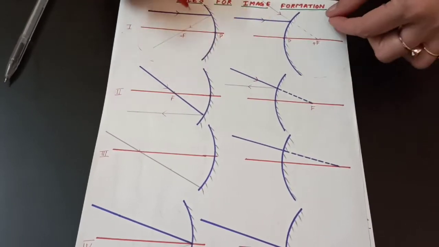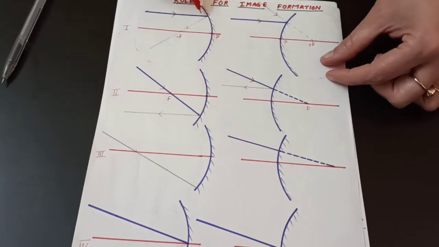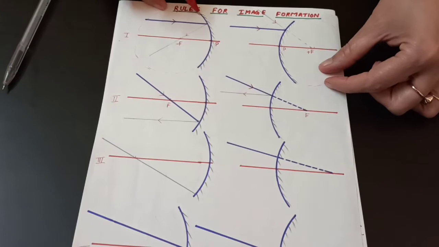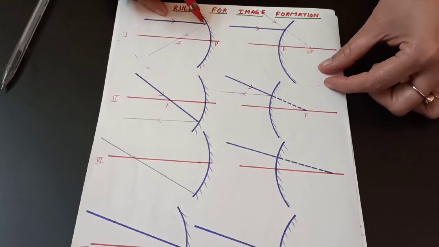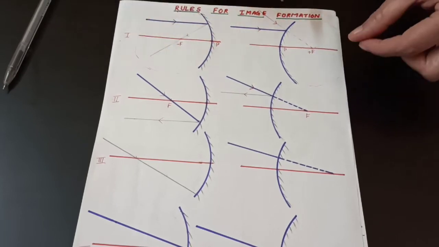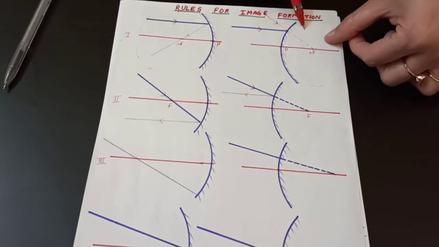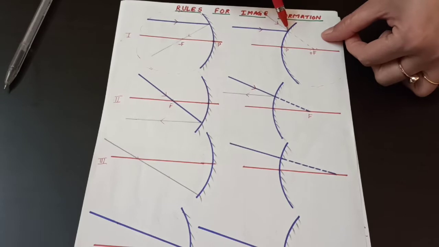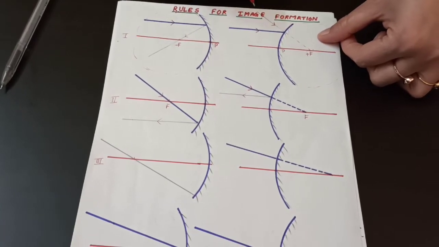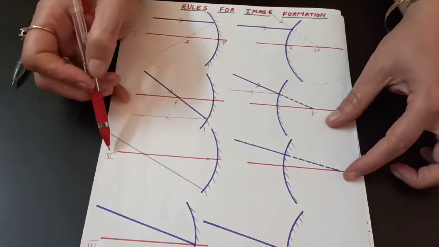But we have to keep in mind that if we are considering a concave mirror, it is a converging mirror, so the ray has to bend towards the normal. But if it is a convex mirror, it will bend away from the normal because it is a diverging mirror. Now we take the third case.